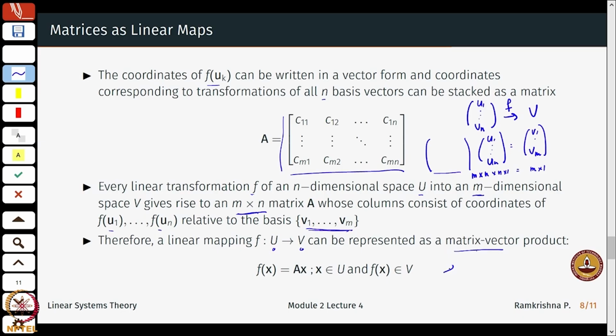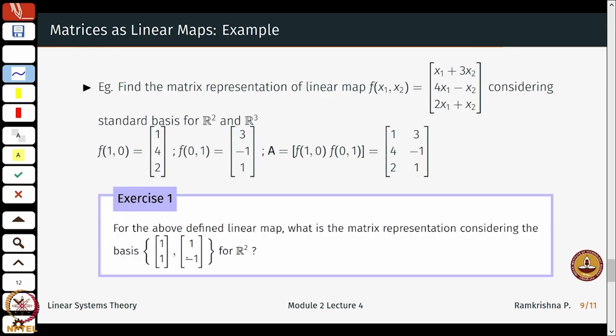So, this f of x is simply A times x, where x belongs to u and A times x will be in v. A times x is this f of x. So, the conclusion here is that the linear map can be represented as a matrix or as elements of matrices. Okay. So, some real simple examples here.